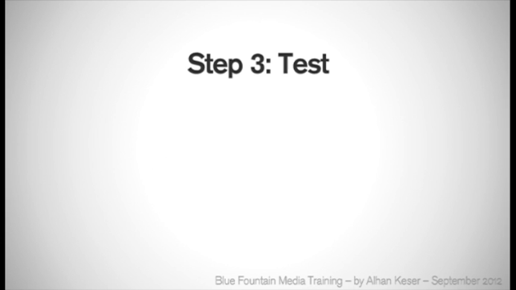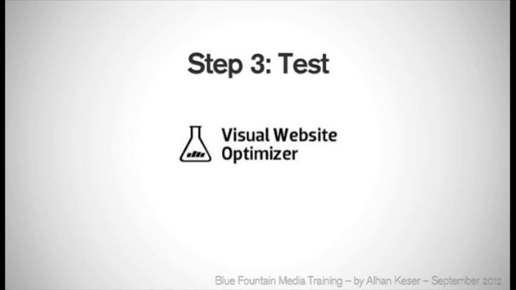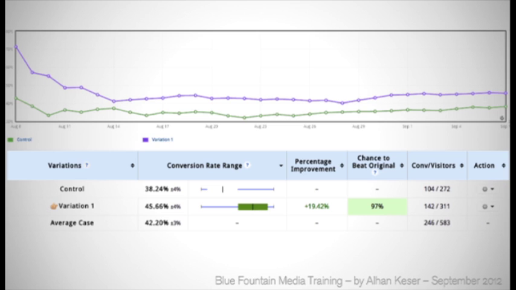Step 3. Test. To make sound decisions about the future of your website, test your hypothesis using an A/B testing tool like Visual Website Optimizer. It will allow you to test your ideas against your existing content. Run these tests until you have a statistically significant result, meaning that one version's probability of outperforming the other in the foreseeable future is extremely likely.